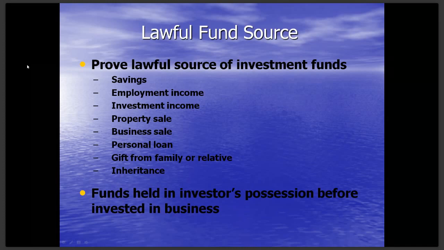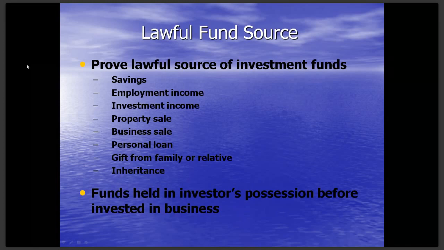Now, the key thing to remember here is that wherever your money is coming from, the money has to be held in the applicant's personal possession before it's invested into the U.S. business. So, for example, let's say you're getting a loan from a friend or family member, and they need to transfer that money to the applicant's personal bank account so the applicant can invest the money directly from his or her bank account into the U.S.